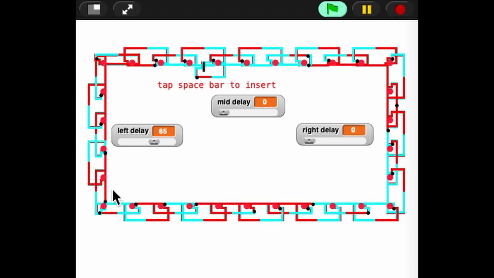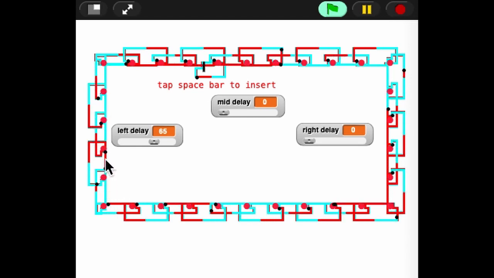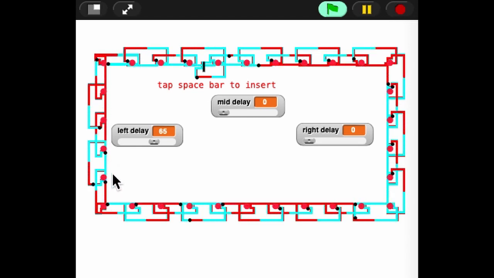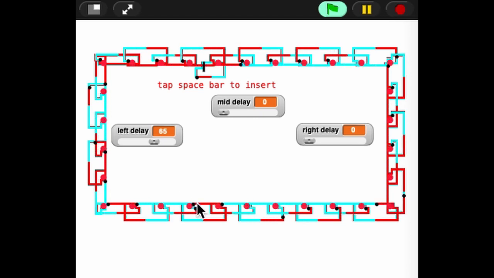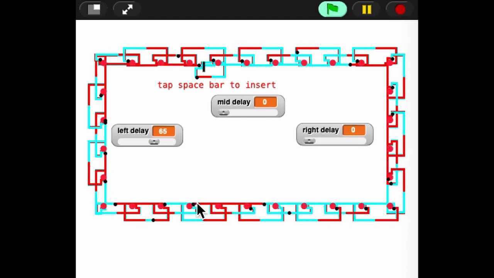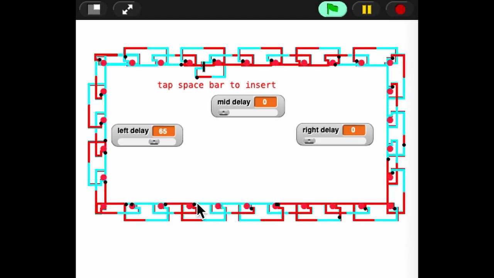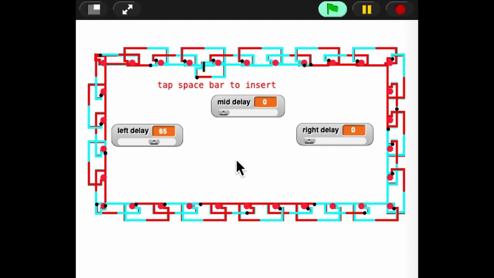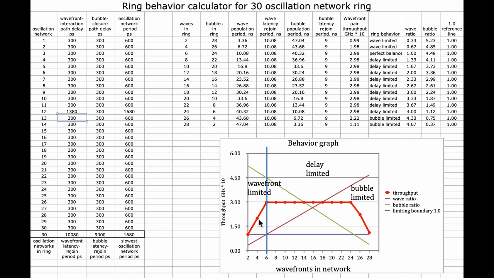Now those 2 wavefronts are lining up behind the delay, waiting to get through the delay. And we are no longer at the left edge of the delay plateau. We're in the middle of the delay plateau. So let's return to the calculator and review what we just watched. So here's the graph. And as we add wavefront pairs, the throughput increases to the 3rd wavefront pair.